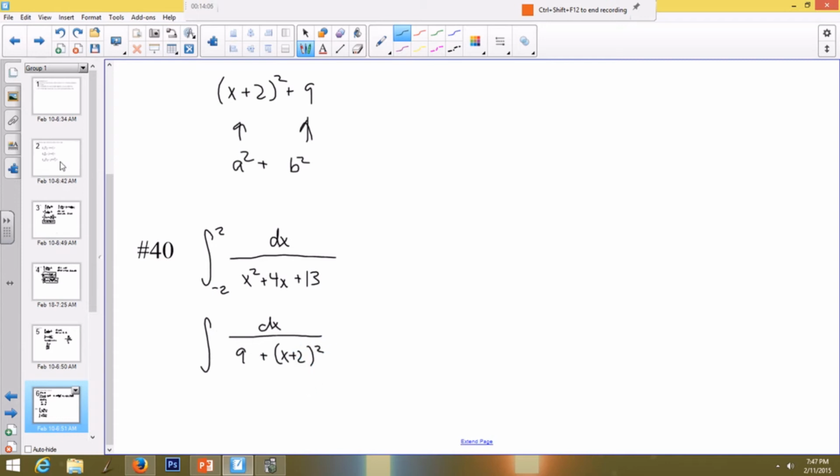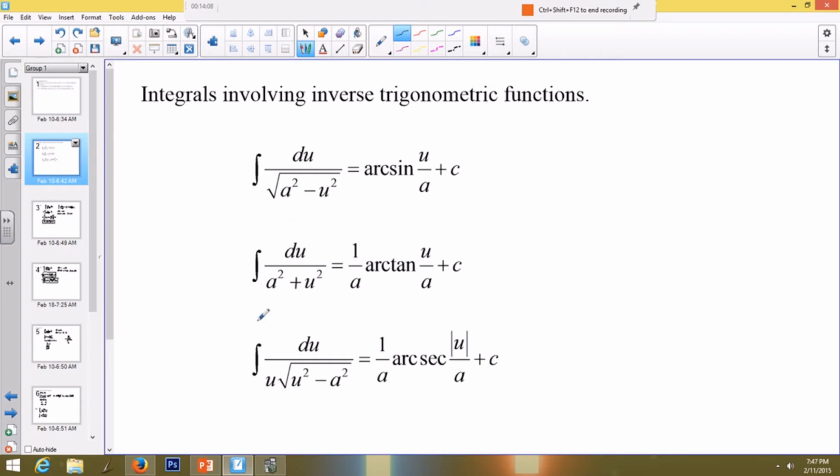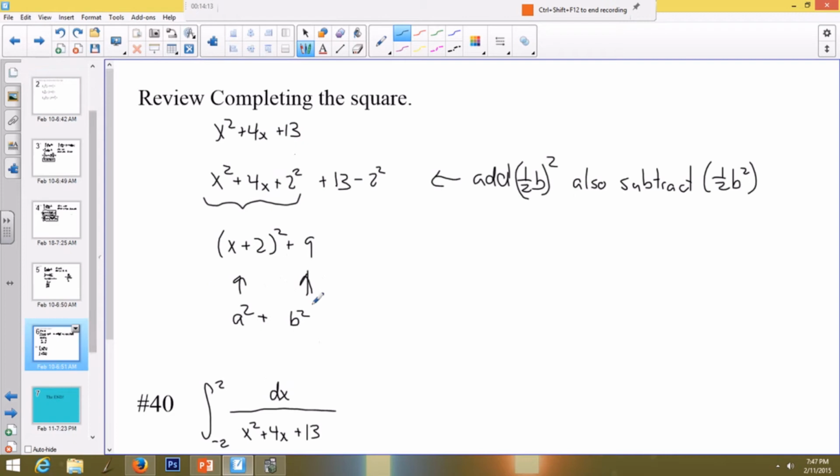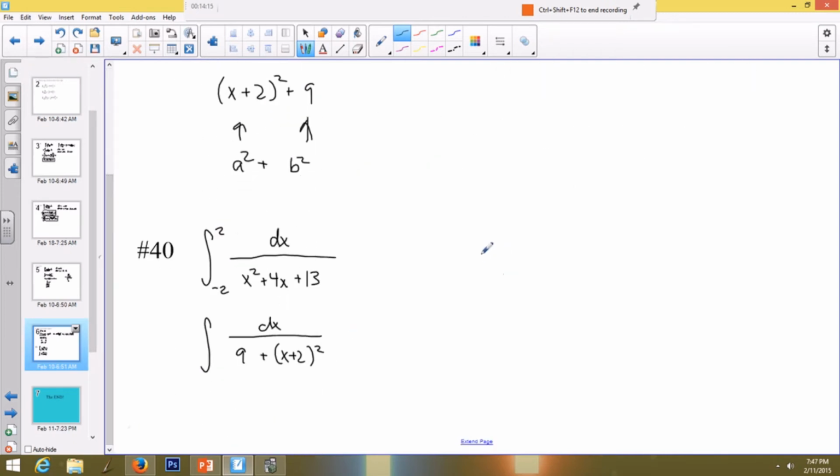Now when I look at that, again, it looks very much like this arctangent expression. So let's bring this back down. My a squared is going to be 9. That makes my a 3. My u squared is going to be the quantity x plus 2 squared, so u is just x plus 2. And then du is just going to equal dx, so I have nothing to transition here. So I still have my -2 and +2 as the lower and upper bounds.